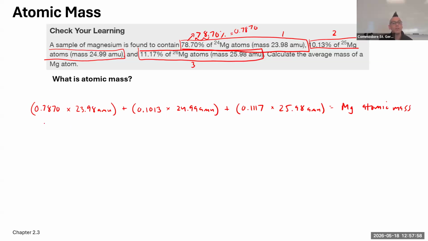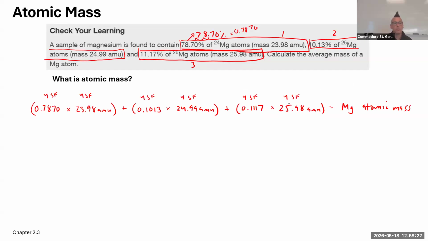PEMDAS, parentheses first. Since it's multiplication, let's write the number of sig figs. So this is 4 sig figs, 4 sig figs, 4 sig figs, 4 sig figs, 4 sig figs, 4 sig figs. When you see something like that, typically the answer is going to be 4 sig figs, but not necessarily all the time. I guess in this case it will be because everything's exactly 4, but we'll have to do the math for each and every one.